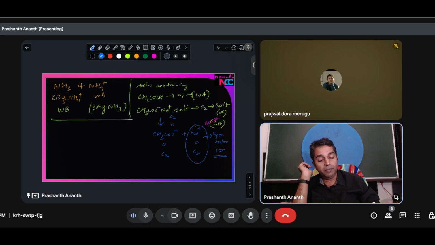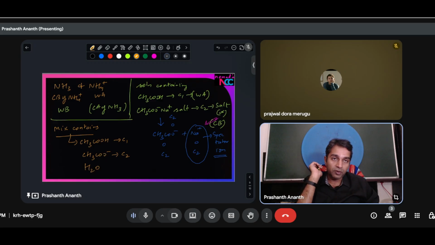So what is the only actual substance in the mixture? The mixture in this case contains CH3COOH at concentration C1 and CH3COO minus at concentration C2, and we also have water. Water will of course be part of any equilibrium play over here. So this is what is present in the solution.